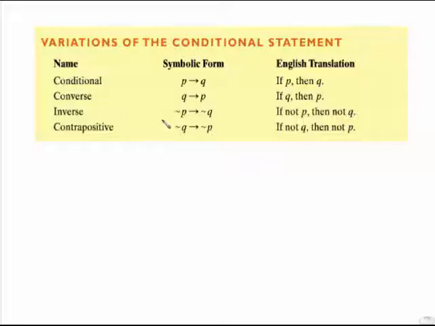These are some variations of the conditional statement. This is just the same thing we've been doing, but it's in chart form. The conditional is if P then Q. The converse is where we switch, if Q then P. The inverse, we keep the order the same as it was in the beginning, but we negate. If not P, then not Q. And the contrapositive, we switch and negate. So if not Q, then not P. This might be something you want to put on your index card also.